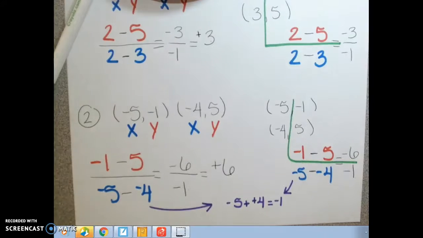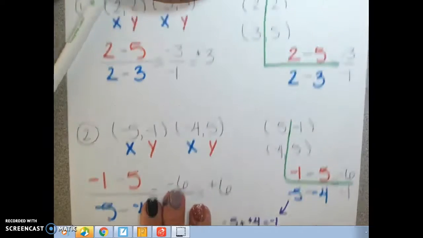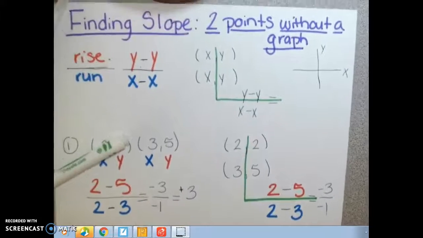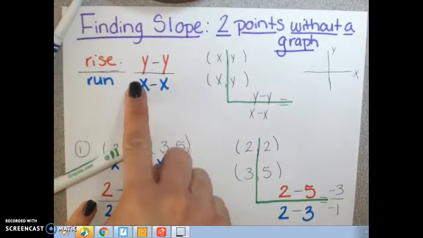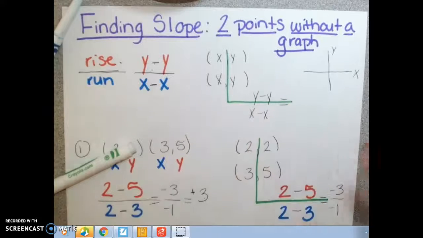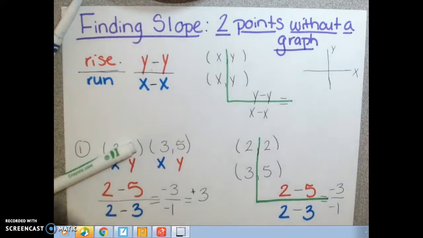Okay, best of luck to you. And again, if anytime you forget y minus y over x minus x, you can always use your formula, or go back to the L method. So here are your two methods of finding slope between 2 points without having a graph.